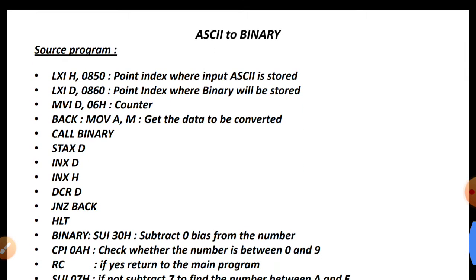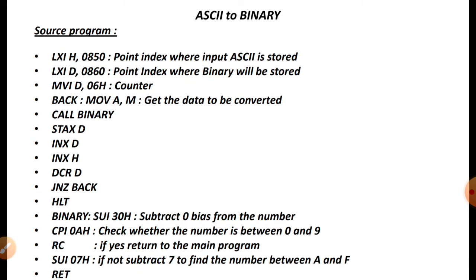Now the second program, which is related with the ASCII to binary, which is the counterpart of the binary to ASCII. In case of binary to ASCII, we are adding 30 and 37. In case of ASCII to binary, whenever we have to convert, we will subtract 37 or 30 depending upon the value which we are getting. If the number is from 0 to 9, we will subtract 30. If the value is greater than 9, then we will subtract 37.